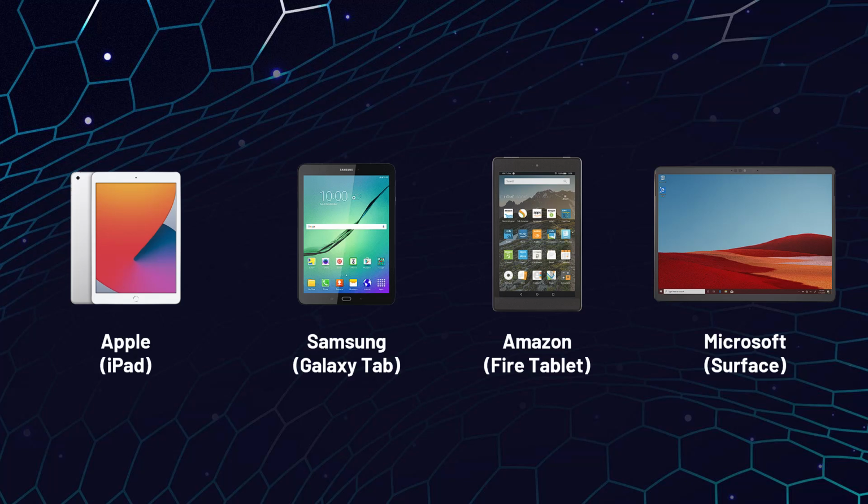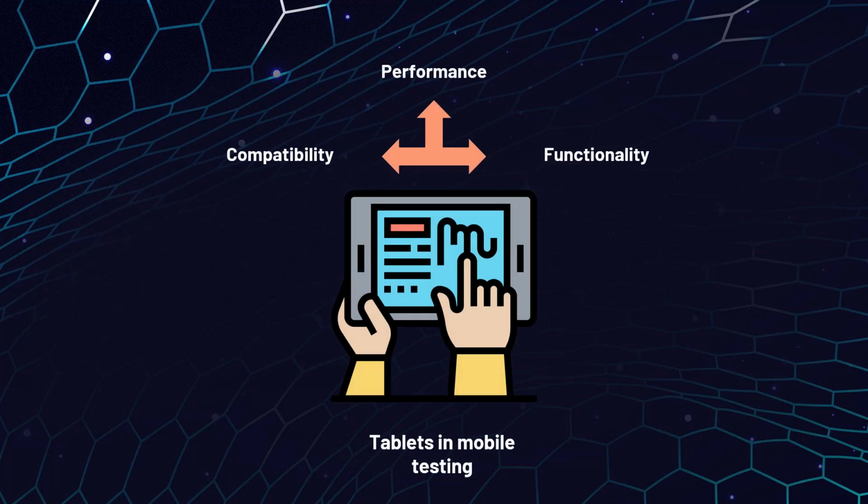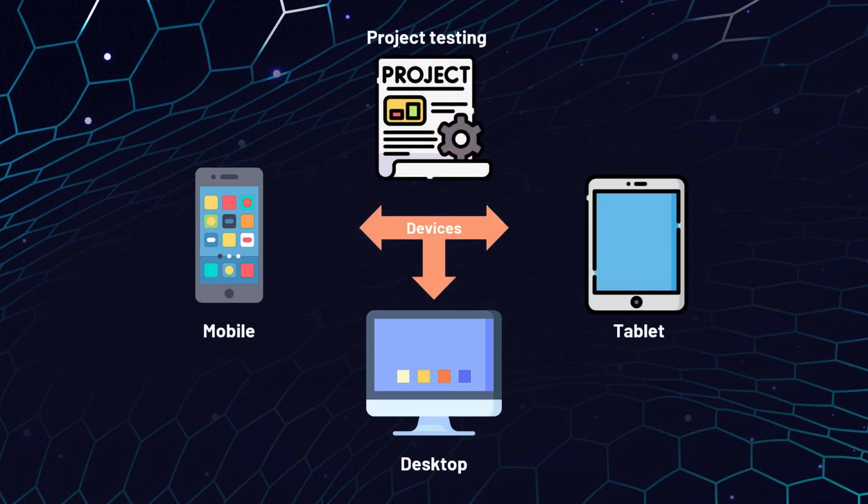When you refer to tablets in mobile testing, it typically means testing tablets for compatibility, performance, and functionality within a mobile application or website. In most projects, aside from testing on desktop devices, testing is performed on mobile devices and tablets to ensure that the user experience remains consistent and optimized across different screen sizes and device types. This ensures a consistent and enjoyable user experience for a broader audience.